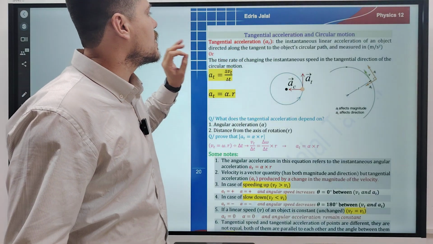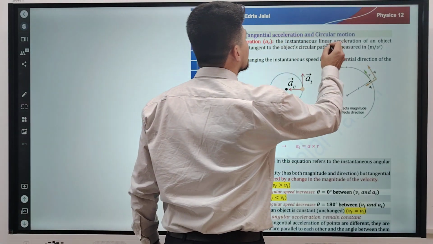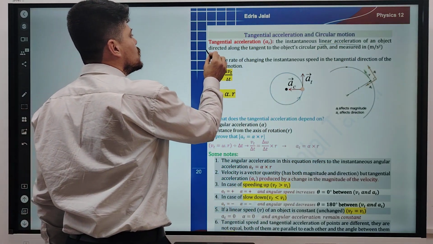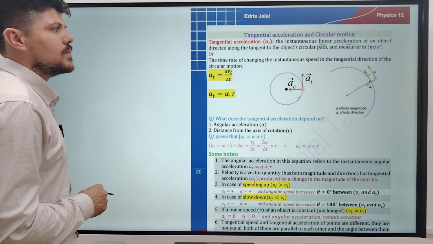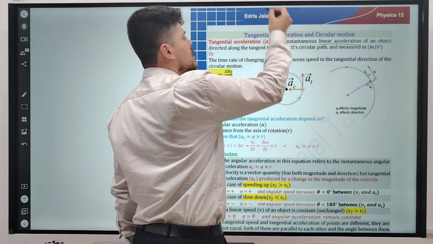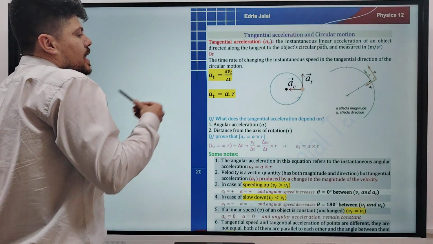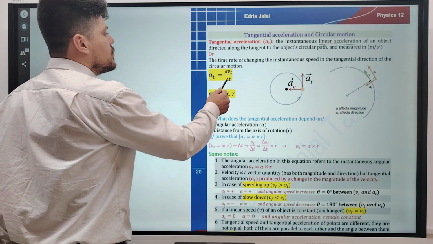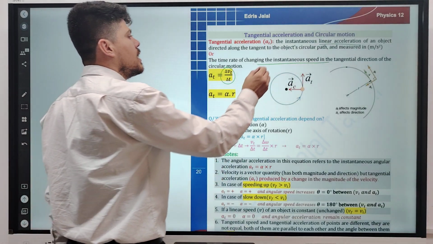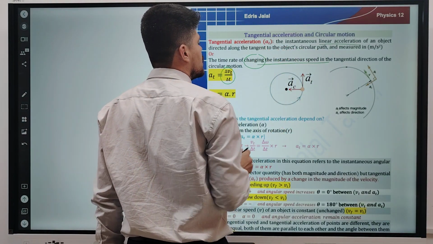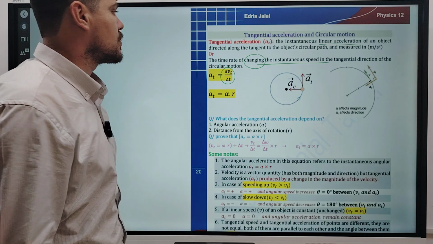At, which is the symbol of tangential acceleration, is the instantaneous linear acceleration of an object directed along the tangent to the object's circular path. Okay, directed along what? Tangent to the object's circular path, and measured in meters per second squared. Or you can define it in another way: the time rate of changing the instantaneous speed. In the case the speed doesn't change, at constant speed, At is 0. Okay, and in the tangential direction of the circular motion.